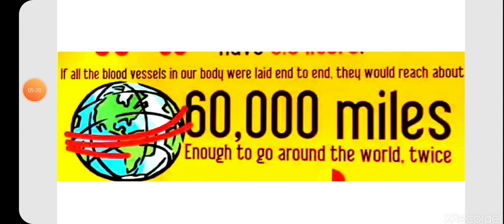One more interesting thing I would like to tell you, students, is that if we stretch our blood vessels and connect the blood vessels present in our body, combined arteries, veins and capillaries, like a kite string, if we connect these blood vessels in series, they will reach about 60,000 miles. It is approximately 95,000 kilometers, which is enough to take 2 rounds of the earth.